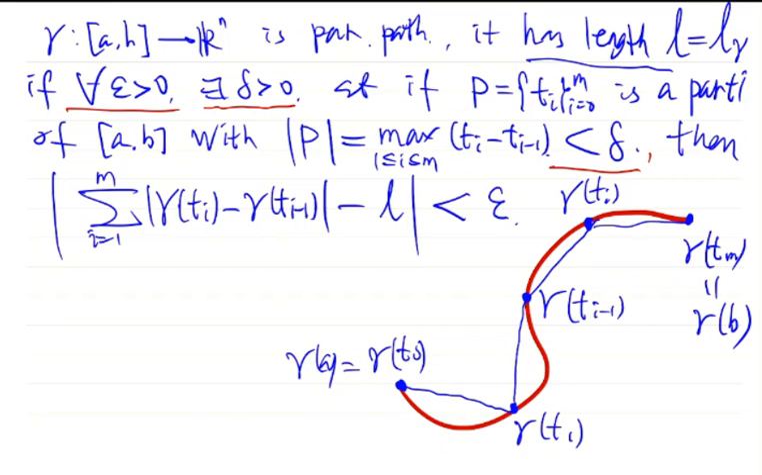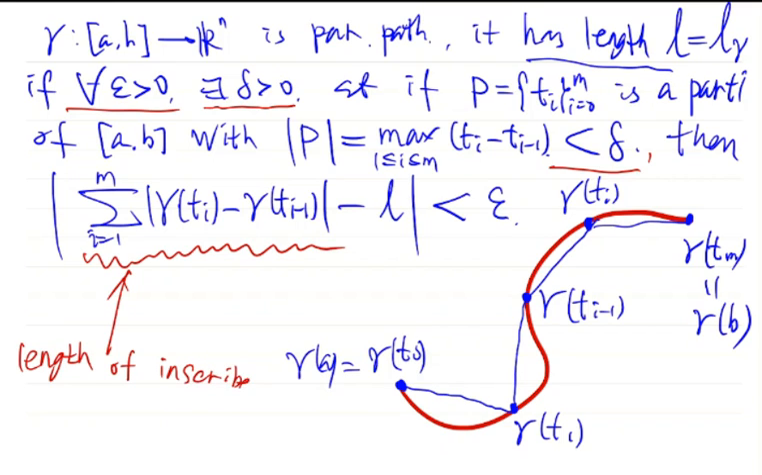The union of these segments is the so-called inscribed polygonal of C. Their total length is precisely this. So this is the length of the inscribed polygonal. Up to now, we only know how to measure the length of a straight segment. The curved object, we don't know how to measure its length. But we use the inscribed polygonal to approximate the curved path, our gamma. Then we use the length of the inscribed polygonal.